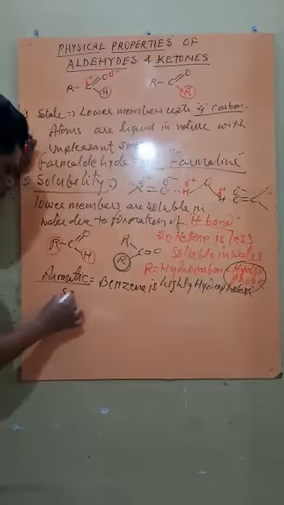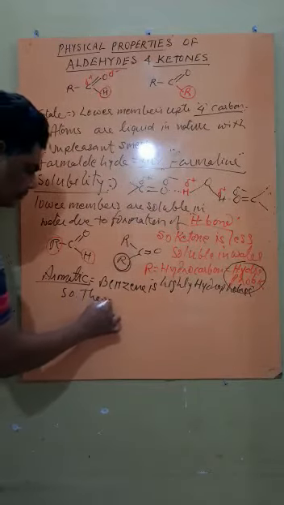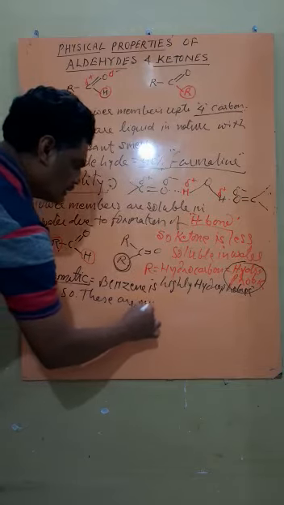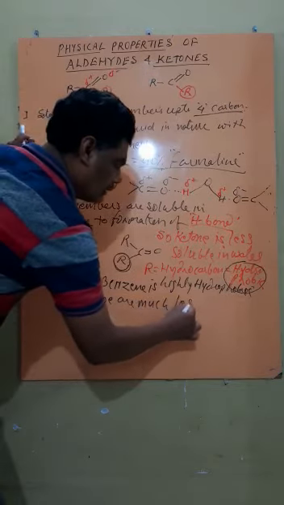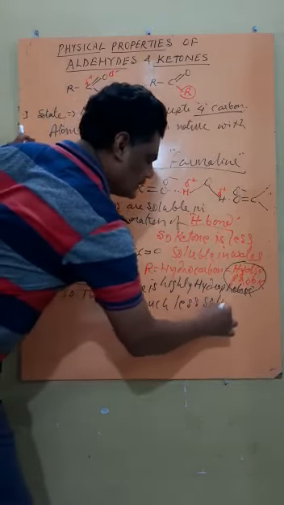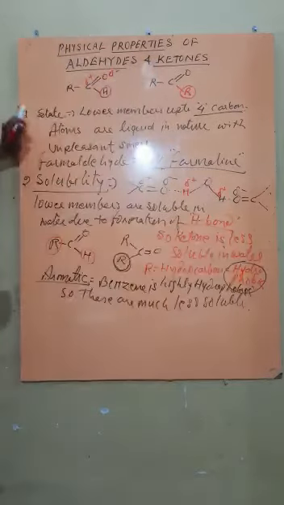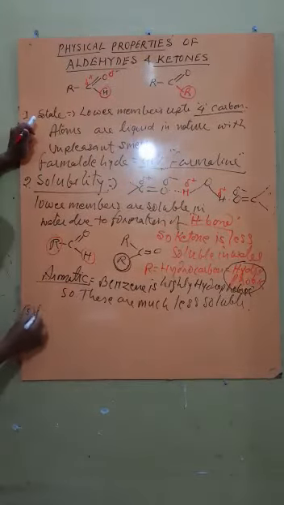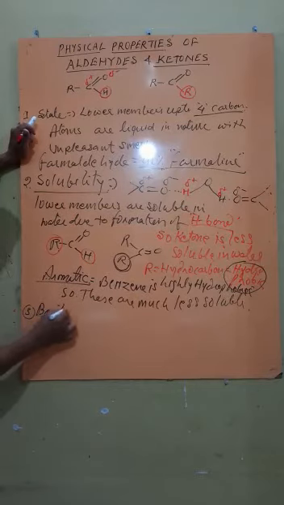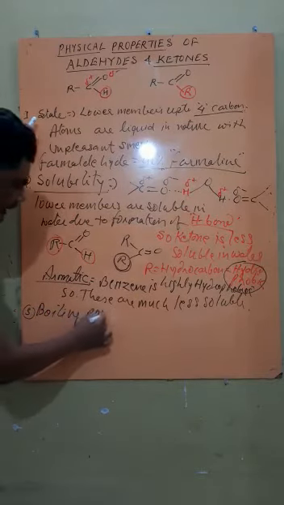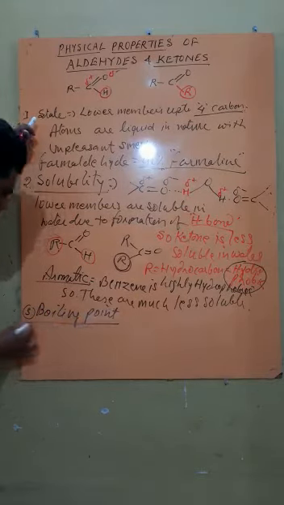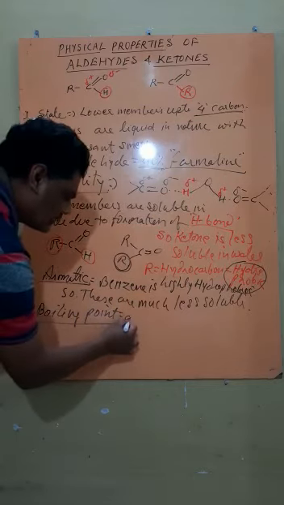So aromatic compounds are much less soluble in water. The third, again very important thing we have to discuss is called boiling point. And the boiling point we discuss in two ways, like here first one.